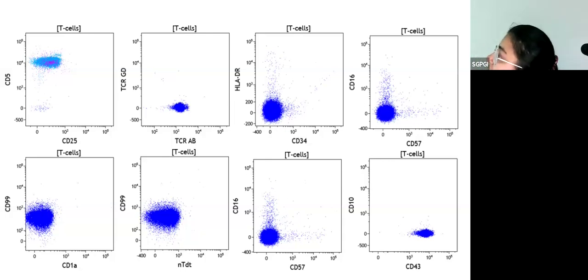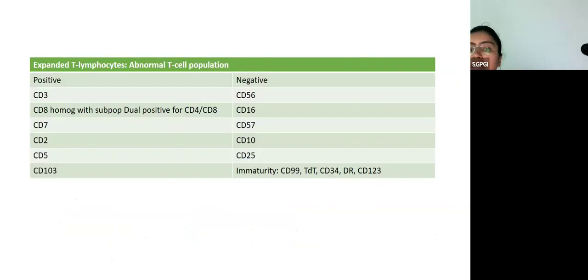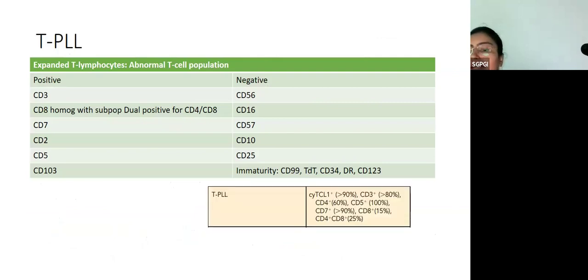These cells expressed TCR alpha beta. They were also negative for CD34 as well as HLA-DR. And they lacked CD57 as well as CD16 expression. And as expected, T cells can express CD43. Normal T cells do, and this TPLL also did express CD43. So these were the markers that were positive and negative. So we rendered a diagnosis of TPLL here. This is the typical phenotype of TPLL.